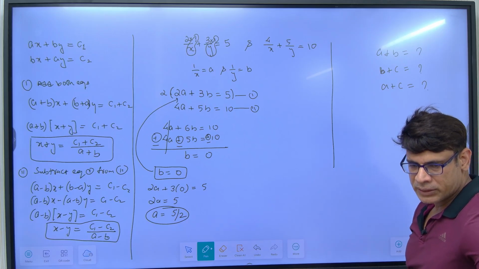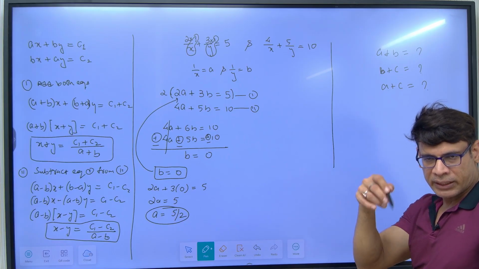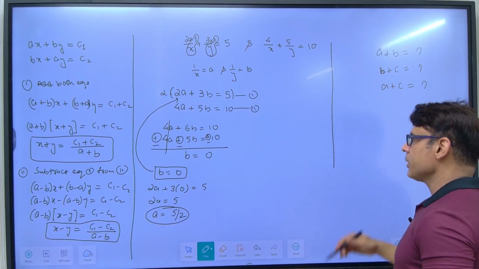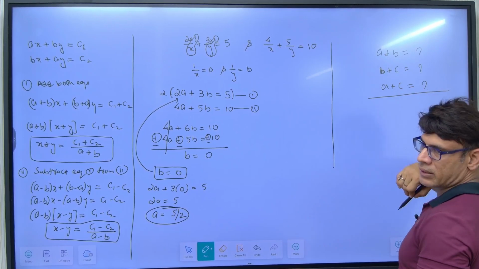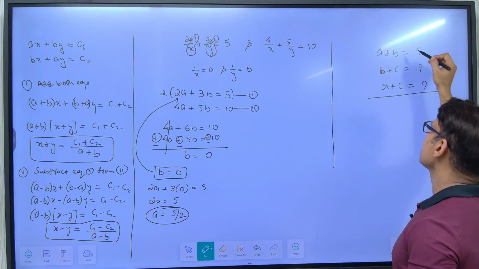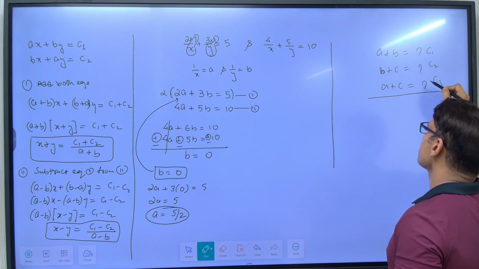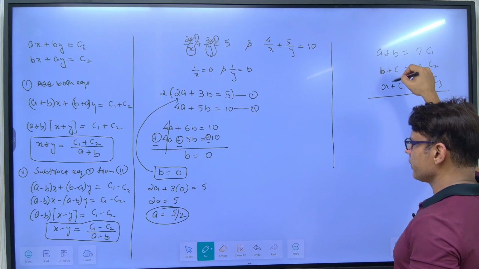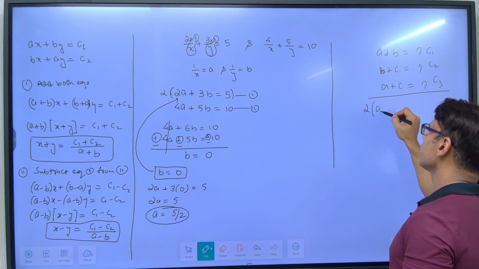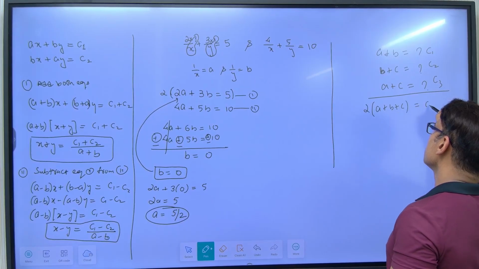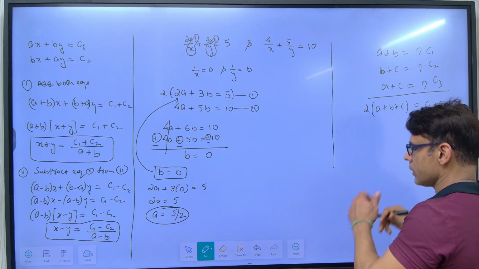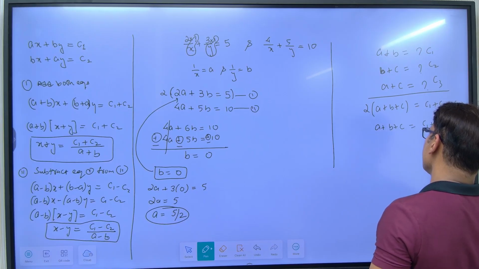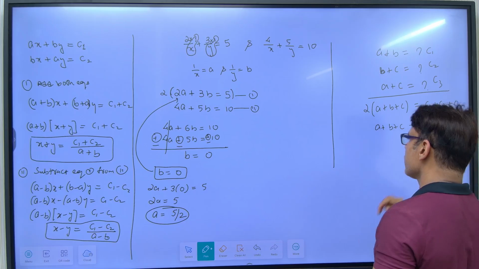Just see that it is basically a cyclical type of question. Cyclical means a, b, b, c, a, c. In such cases, you add these. Whatever is written, let's say here it is C1, C2, C3. When you add this, how many times A? 2. How many times B? 2 times. Twice of A plus B plus C is equal to C1 plus C2 plus C3, which will give you A plus B plus C value: C1 plus C2 plus C3 divided by 2, right?